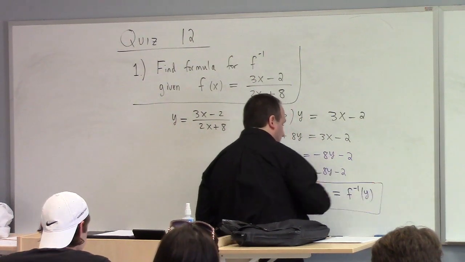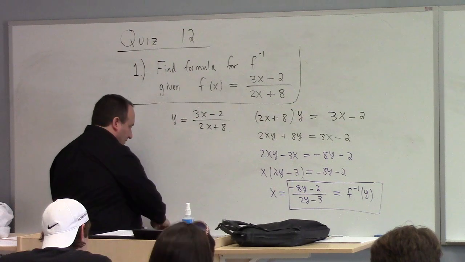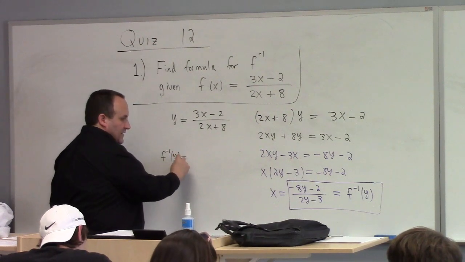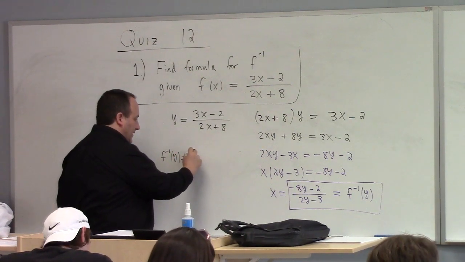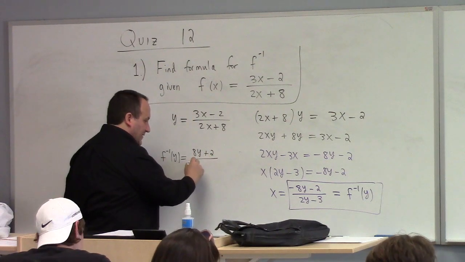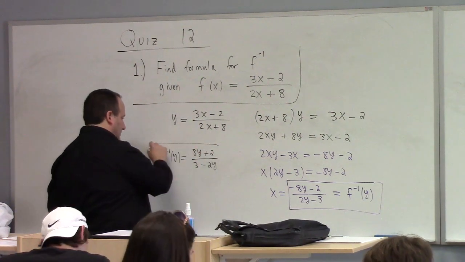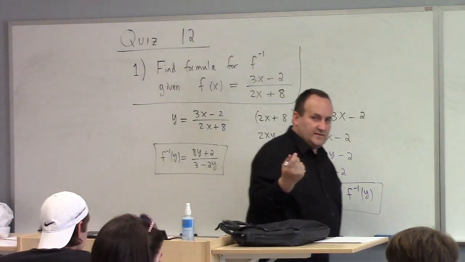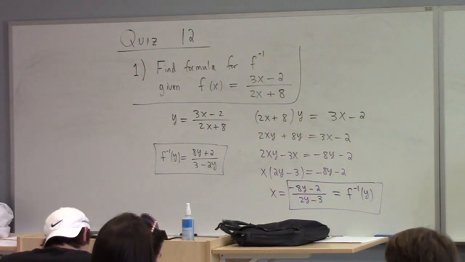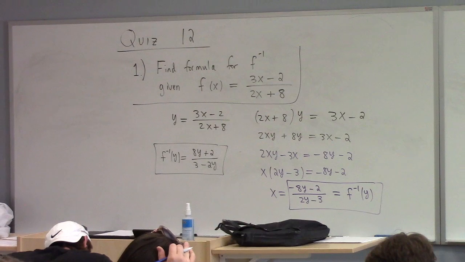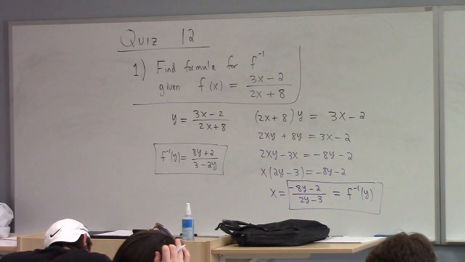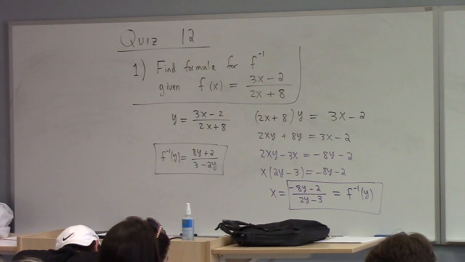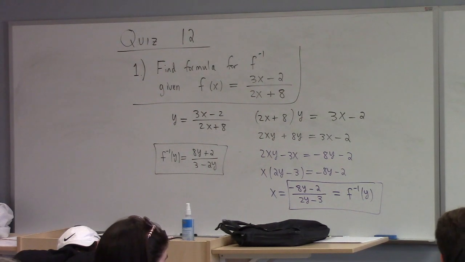Of course, what's another way this might look? Maybe you got f inverse of y equals 8y plus 2 divided by 3 minus 2y. This would also be correct. You see, the difference is I just absorbed the minus and rewrote the difference. If you did the algebra a slightly different way, you might have got that for your answer. Do we all understand? Yeah, either boxed equation is correct.